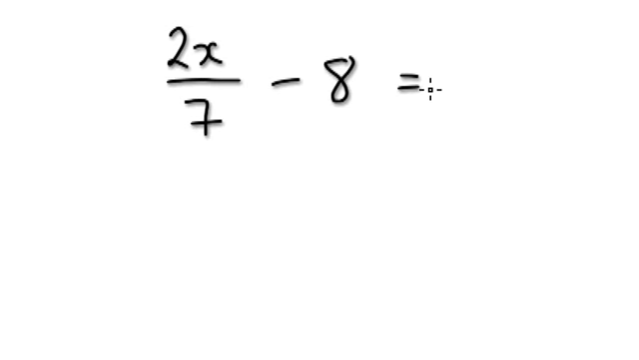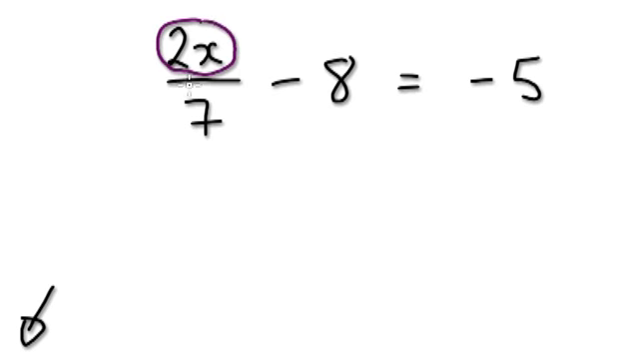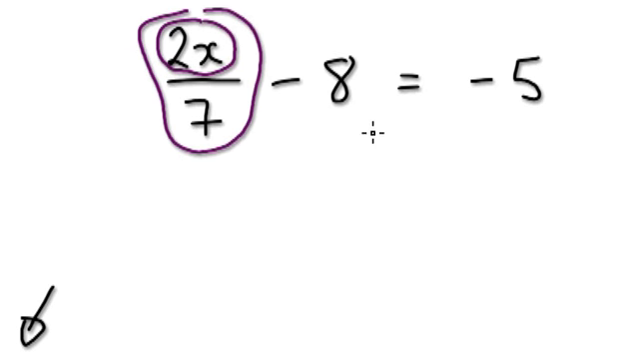Okay, so let's give you this one here. Let's say 2x over 7 minus 8 equals minus 5. Okay, so press pause and have a go. Just remember, every time x times something, it creates a bubble here, and divide here, it creates another bubble here. So basically, you've got a bubble within a bubble. So kill off this 8 first.